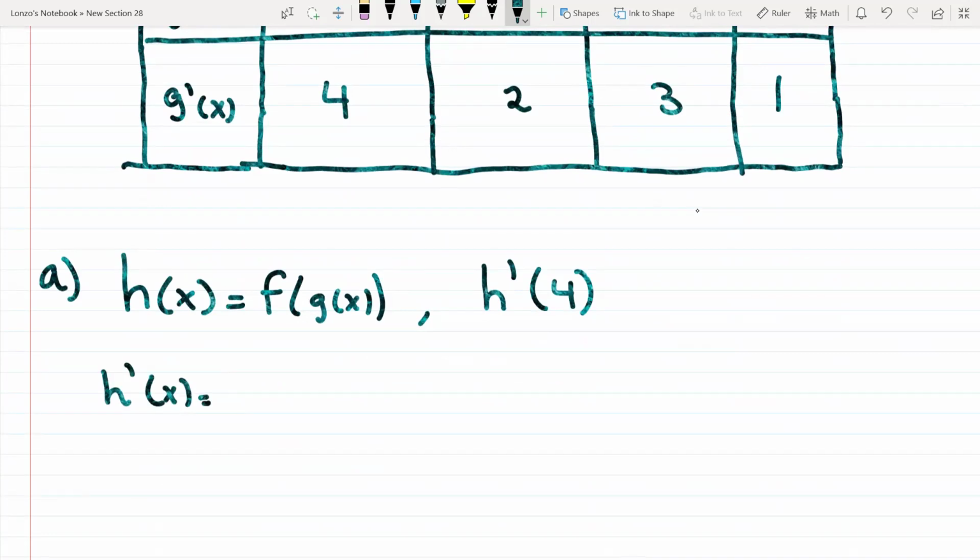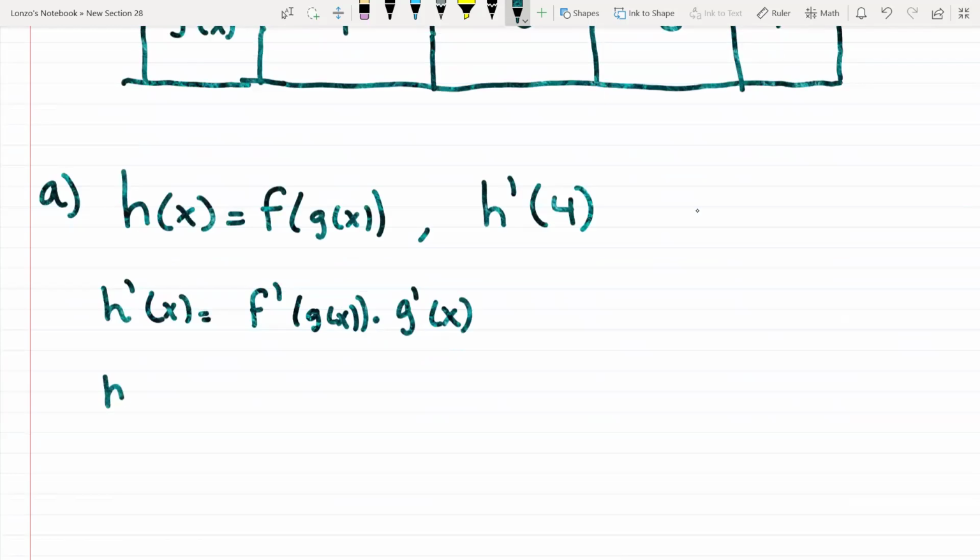If you recall, the chain rule is f prime, and then leave the inside alone, times g prime of x. Okay, so that is the chain rule, and then you plug in your x value 4. That's f prime of g of 4 times g prime of 4. Okay, this is where you're going to need the table.